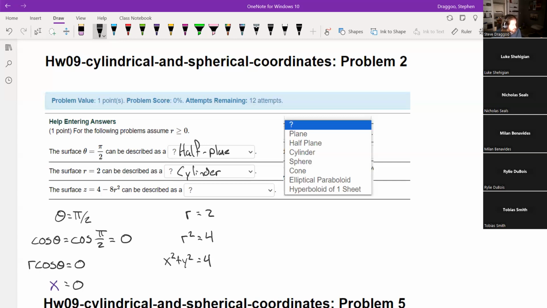The next one's going to be more fun. z equals 4 minus 8r squared. But we might as well convert that into z equals 4 minus 8x squared minus 8y squared. So we've got some kind of parabolic shape, and both our square terms have the same sign, so it's elliptical. It's also nice that there's only one paraboloid option in the multiple choices, but we could also identify that as an elliptic paraboloid.